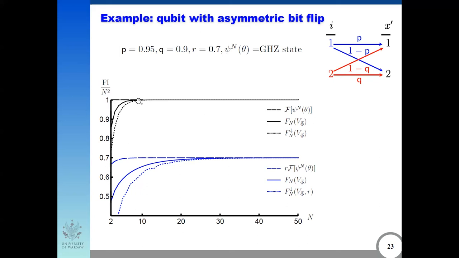This dashed line is the perfect QFI. This solid line is Fn, the exact Fn. And then this is the lower bound that is promised to have the 1 minus Cn convergence to the perfect QFI. Similarly for the mixed, the Werner states version, it now converges to R, which in this case takes 0.7. So it converges to 0.7 n squared.